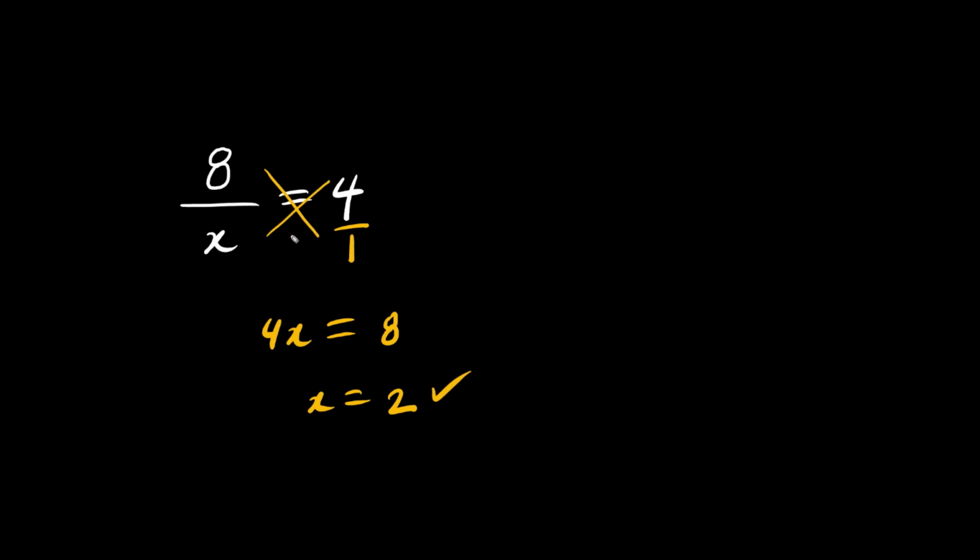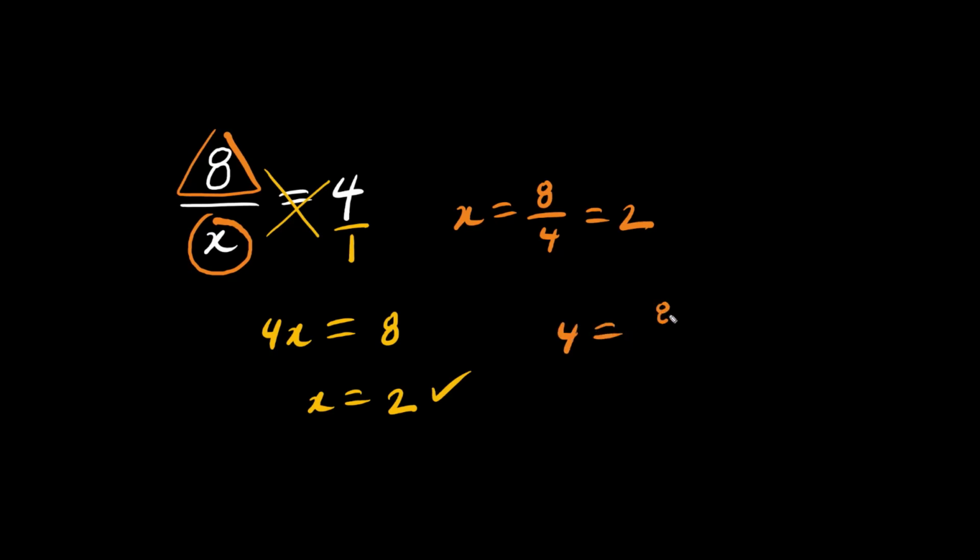A faster way of solving this when we have x, the unknown variable, in the denominator is to say that x equals the numerator 8 divided by the other side of the equal sign, 4, which is 2. So if we had a question like this, we could quickly say that x equals 8 divided by 4, and we would know the answer as 2.